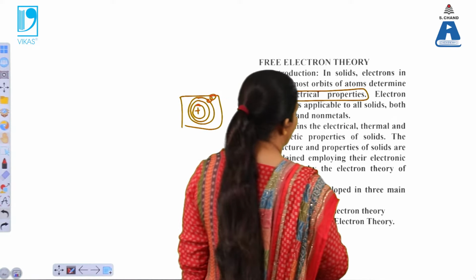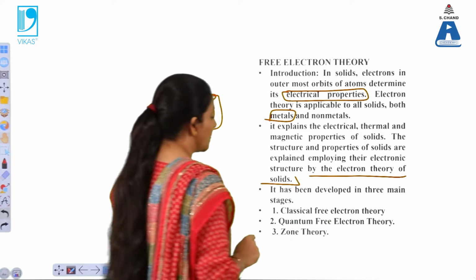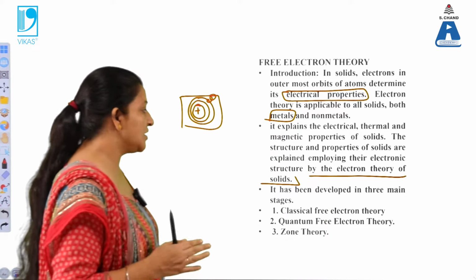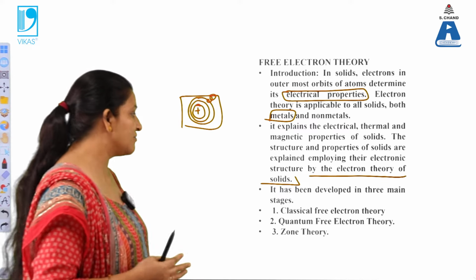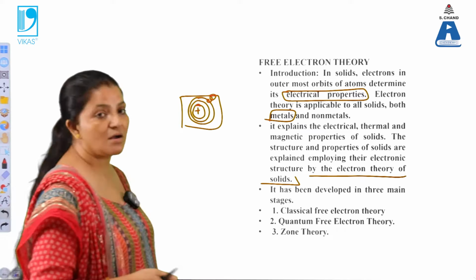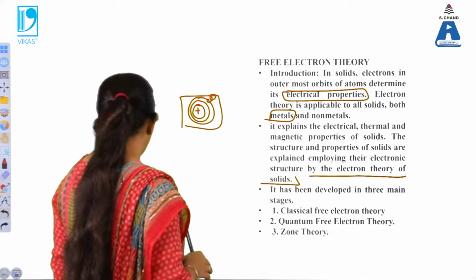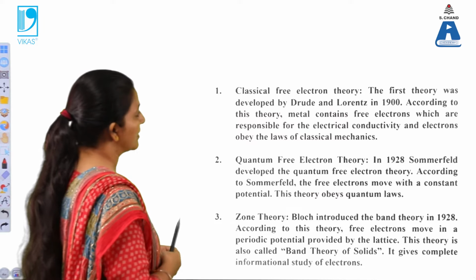So this is explained in terms of the electron theory of solids. The electron theory of solids can be developed in three main stages: one is the classical free electron theory, the second is the quantum free electron theory, and the third is the zone theory. Now, what is the classical free electron theory?